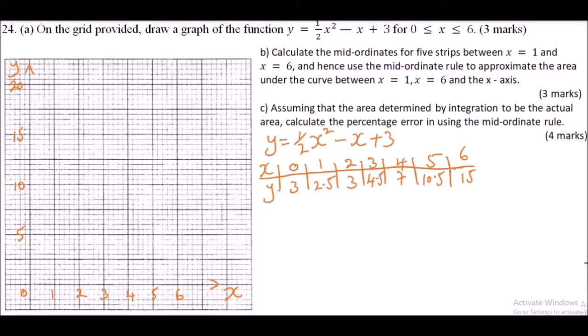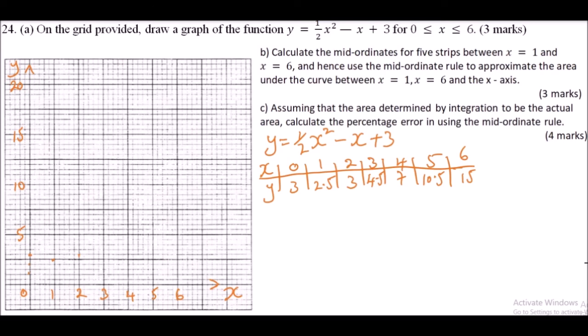From there, we plot the graph. So when x is 0, y is 3. Since here we have 10 units representing 5, it means 1 unit is represented by 2 small squares. So that is where we have our point. When x is 1, it is 2.5, so this is 1, 2, 2.5. We have our point there. When x is 2, y is 3. So we have 1, 2, 3. That's where we have our value there.